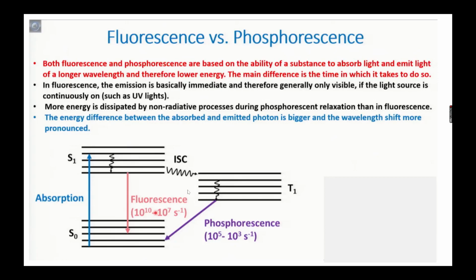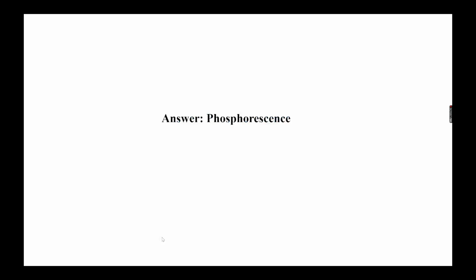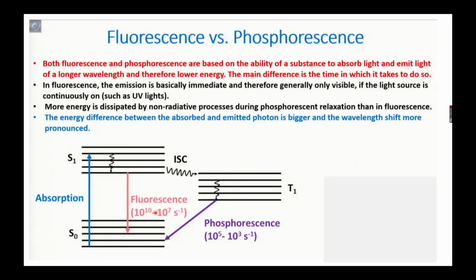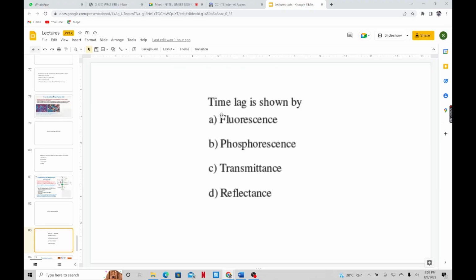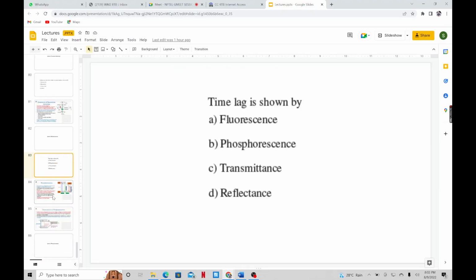So here it is very simple that phosphorescence will take a longer time than fluorescence. So the answer is phosphorescence, because the question is asking about the time lag, or which is slow. Phosphorescence, because in fluorescence the process is very, very quick.